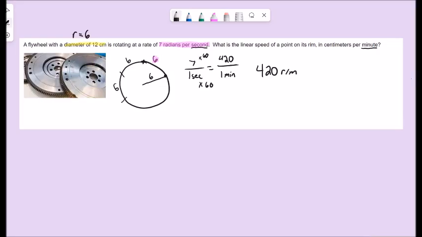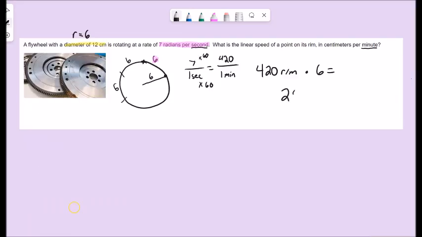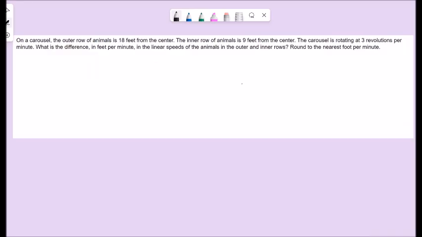Radians per minute. And how much is each radian? Well, each radian is going to be 6, because the radius is 6 and the radian is equal to the radius. So we just have to do 420 times 6, and now we'll get our answer. And 6 represents the centimeters. That's going to be 2,520 centimeters per minute.